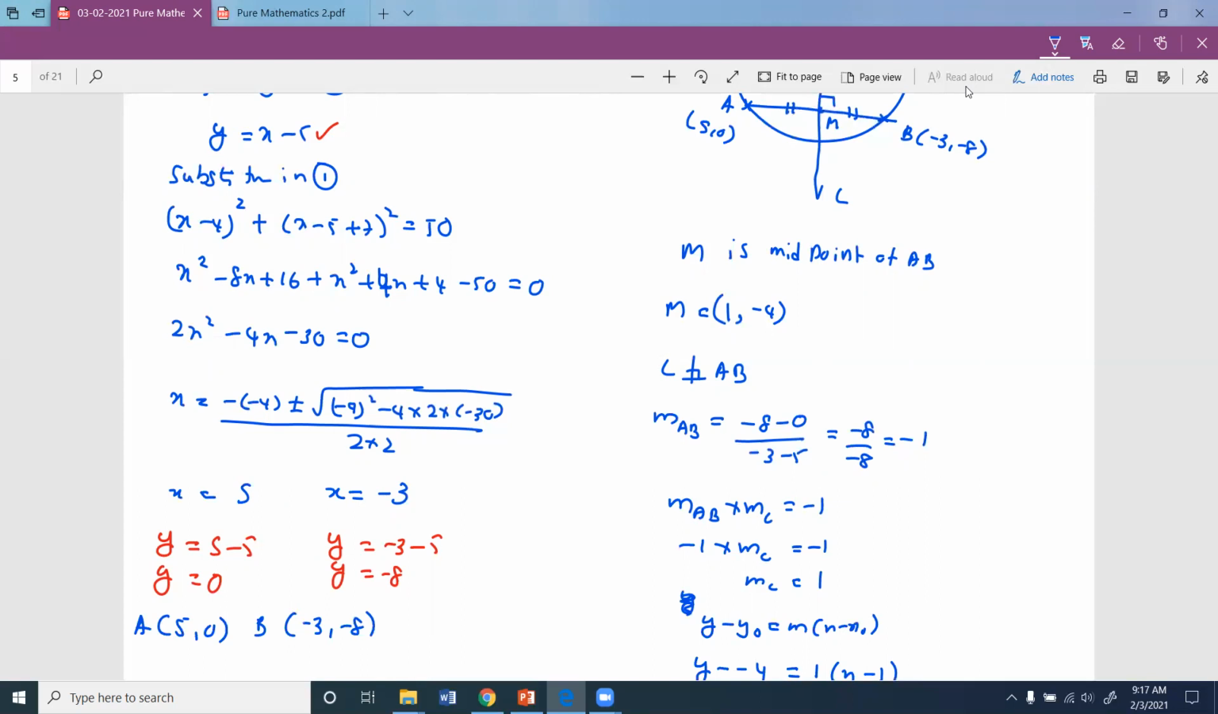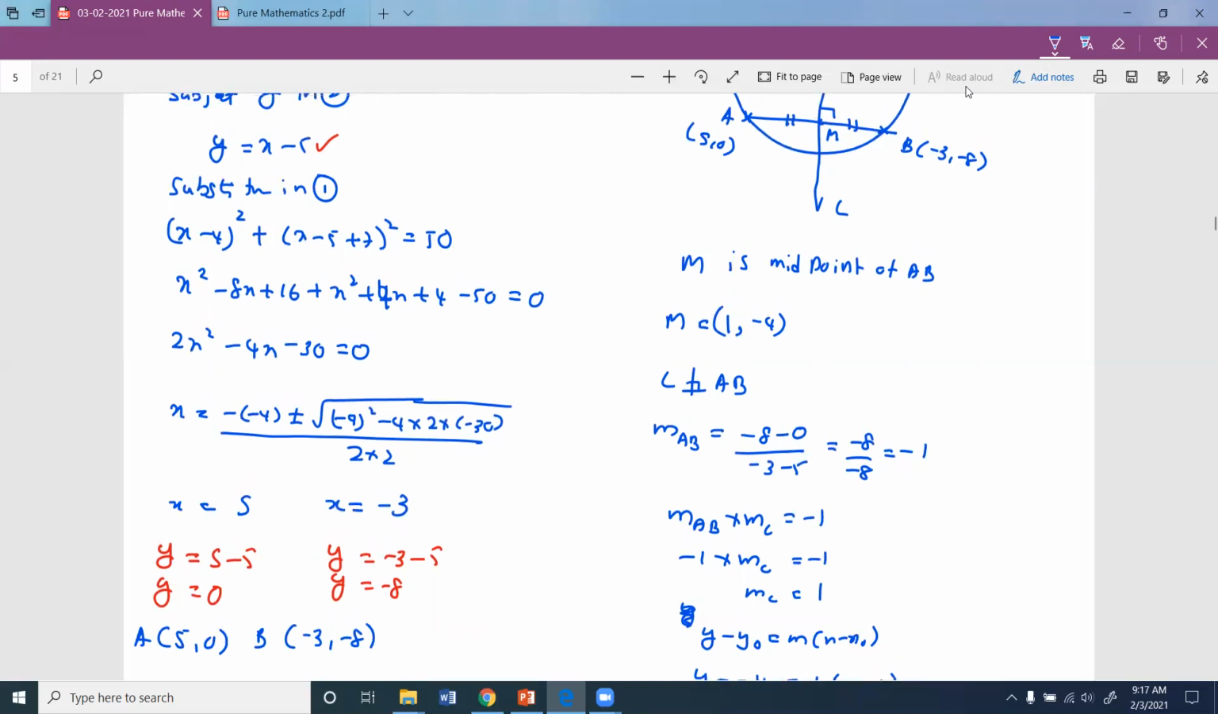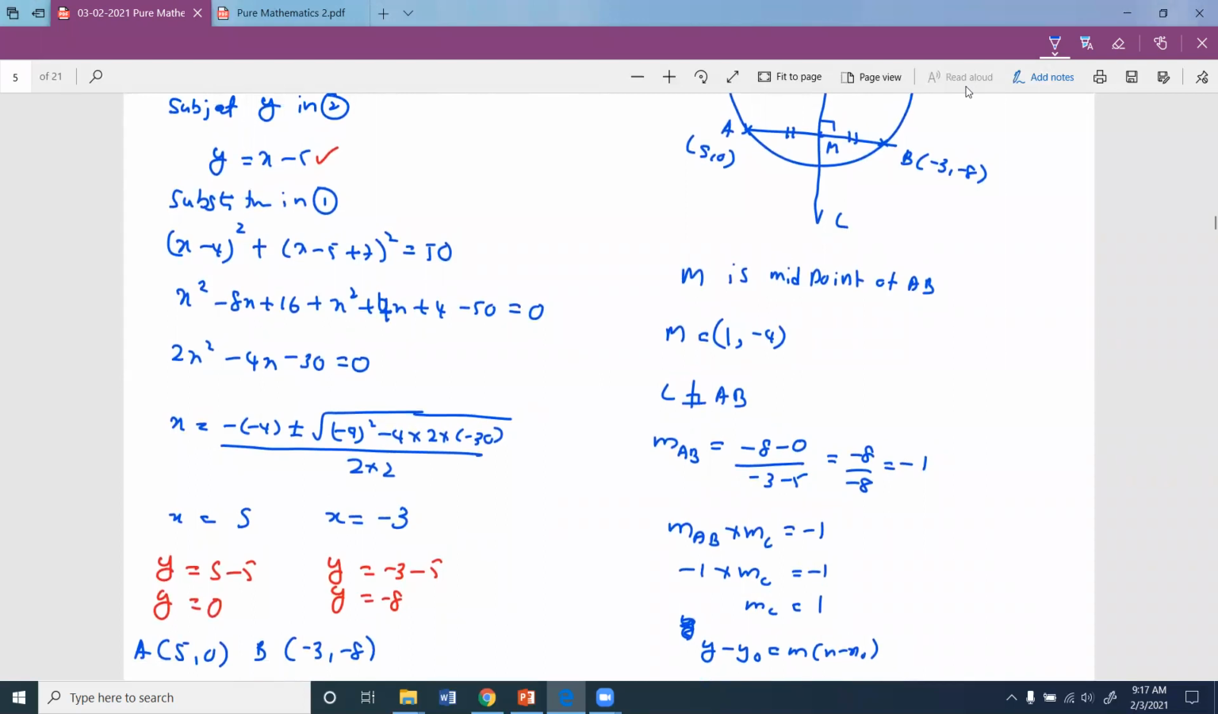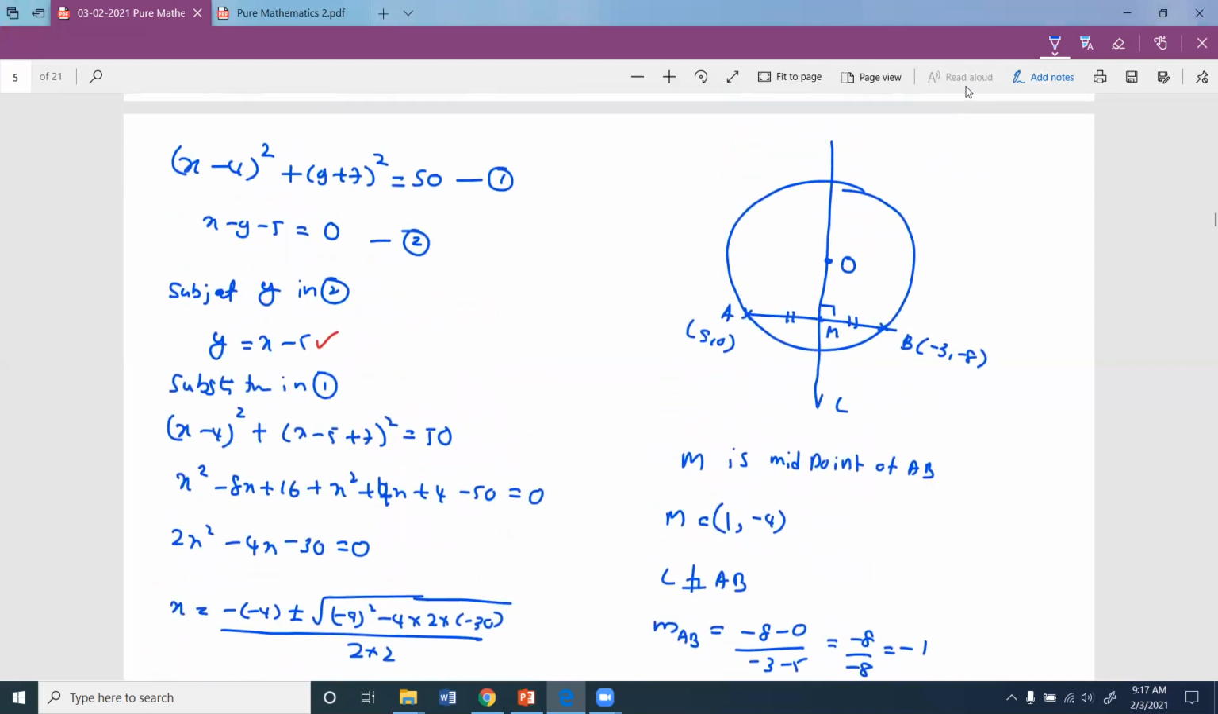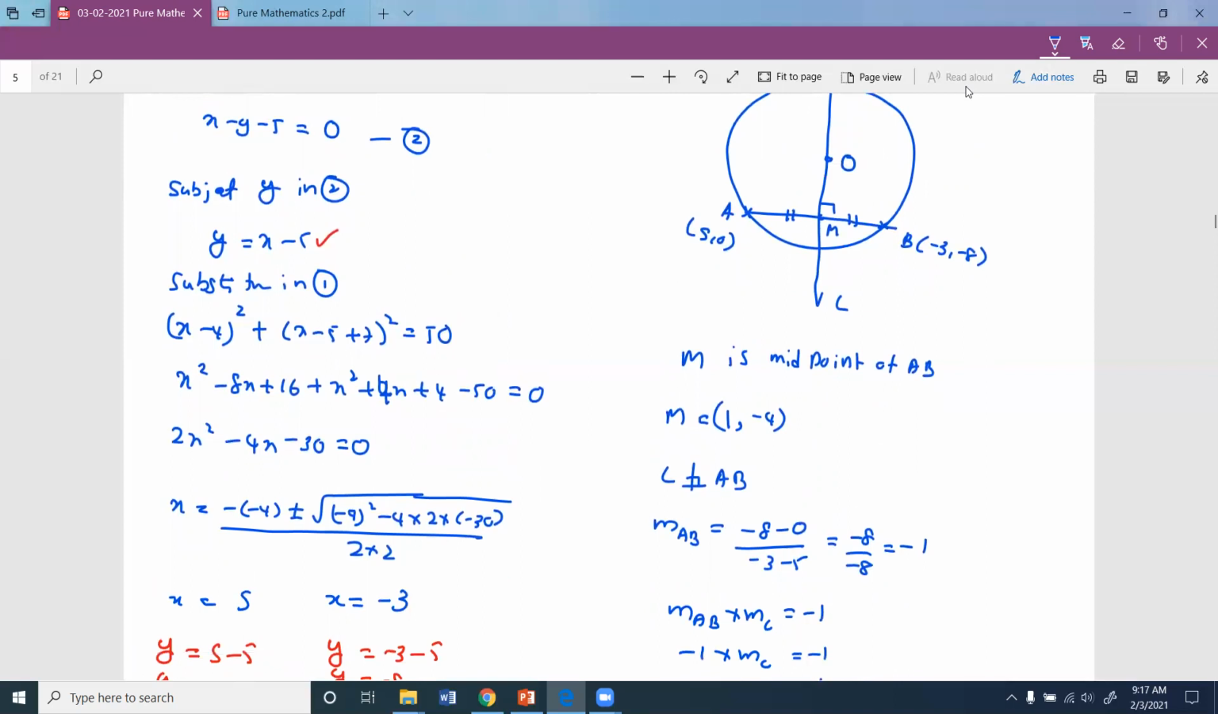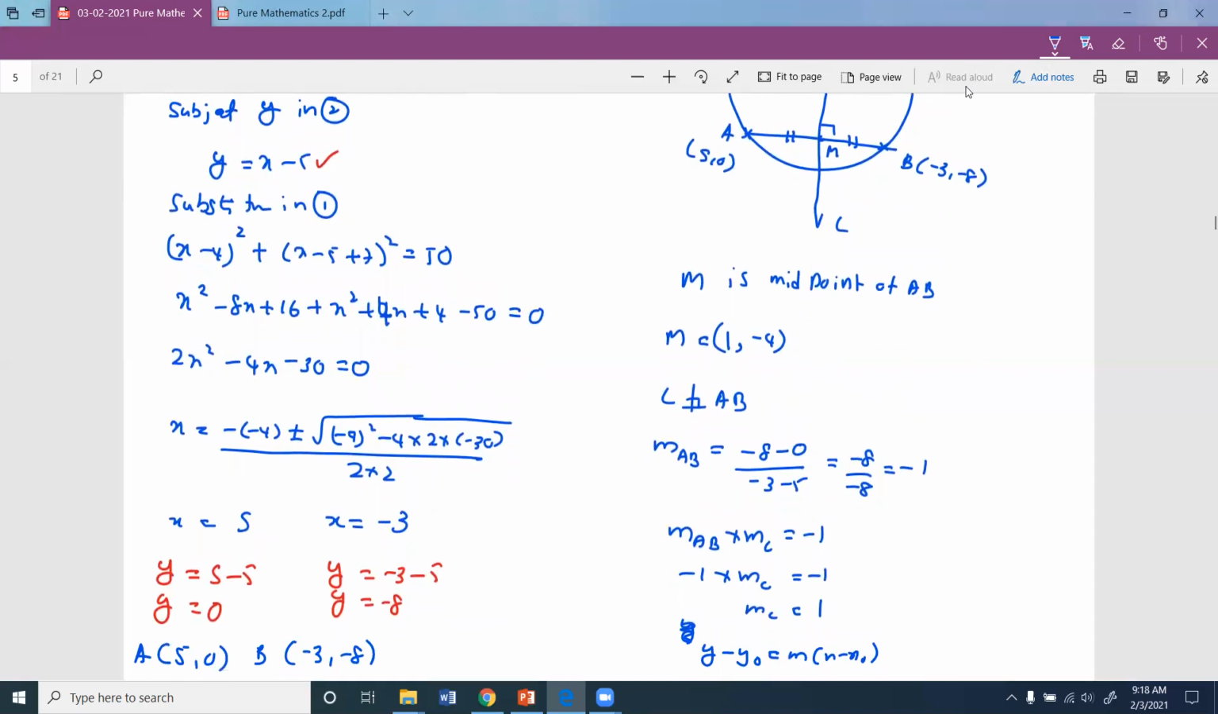Yeah, right. Then 5 minus 3. The points are (5, 0) and (minus 3, minus 8). If you just take them, the perpendicular bisector passes through the midpoint. 5 minus 3 is 2, and 2 divided by 2 is 1. For y, 0 plus minus 8 is minus 8, divided by 2 is minus 4. So the midpoint is (1, minus 4), and we need a perpendicular bisector.